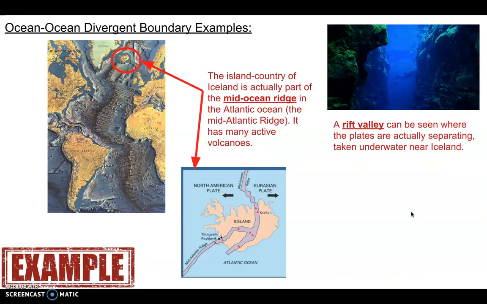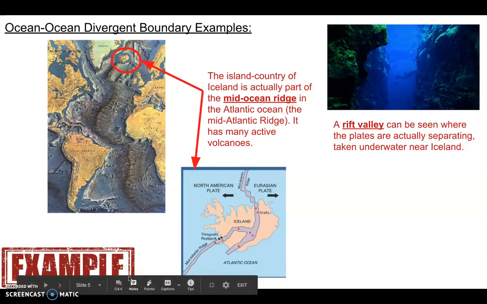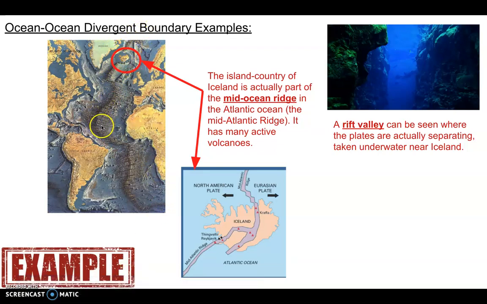A great example of an ocean-ocean divergent boundary is the island of Iceland. Iceland is right in the middle of the Atlantic Ocean, and it's actually in the middle of the mid-Atlantic Ridge, or the mid-ocean ridge. That mid-ocean ridge has volcanoes constantly pushing up, and it's built up high enough to actually come above the surface of the water and make the island of Iceland.